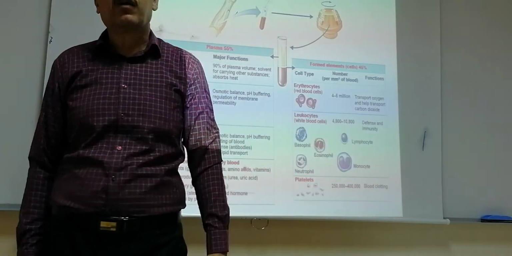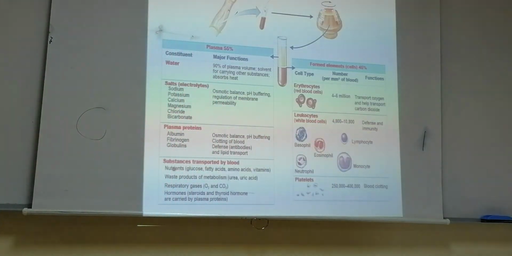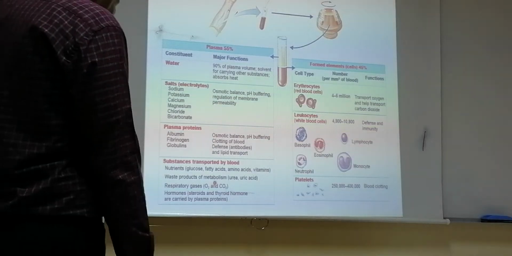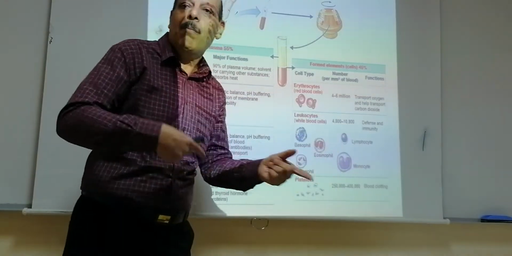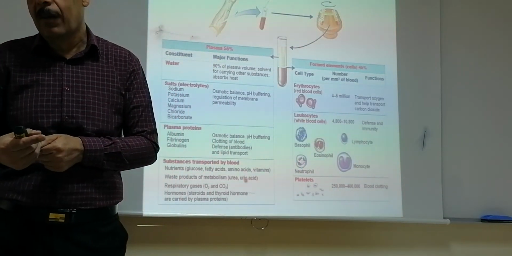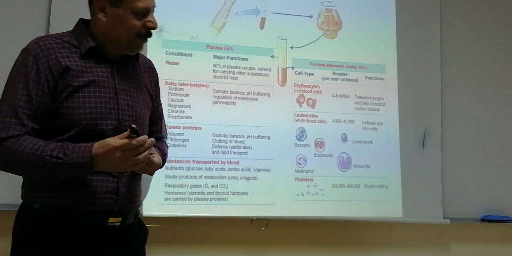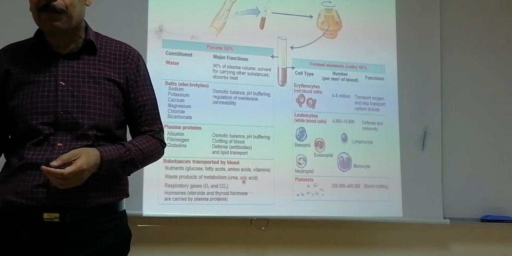Carbon dioxide is mainly transported by what? By the red blood cells, or by the plasma? Plasma. So it is mainly transported by the plasma. Yes, some of it is transported by the RBC, red blood cells. You have to refer back to the biochemistry.